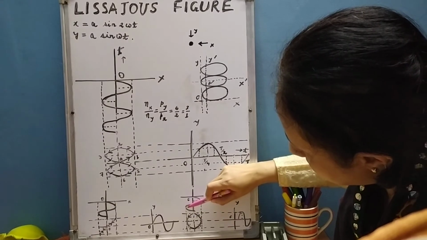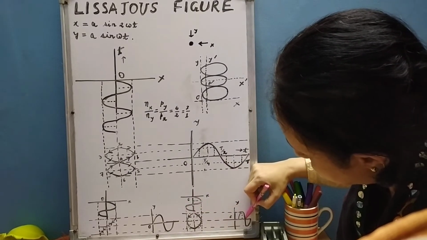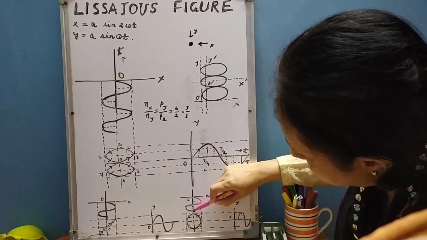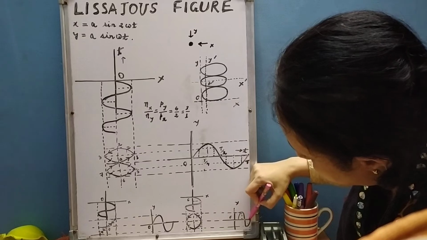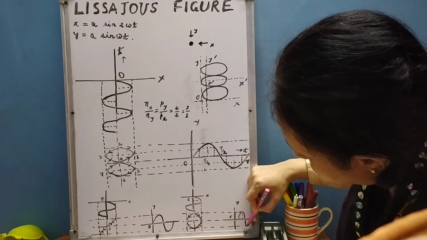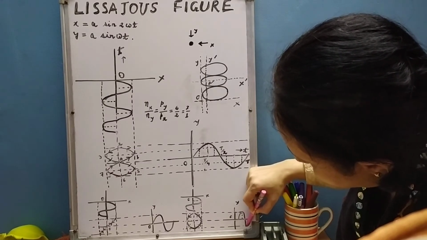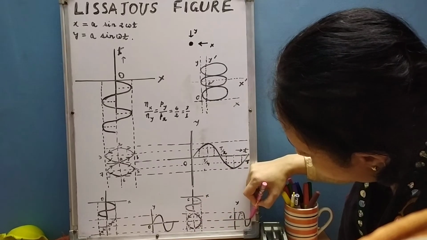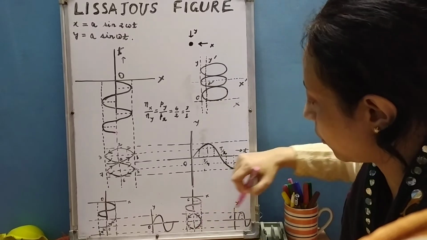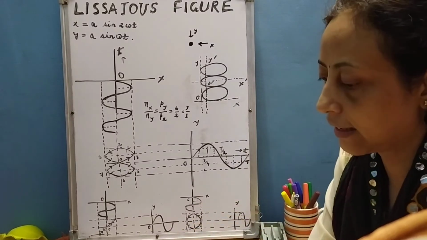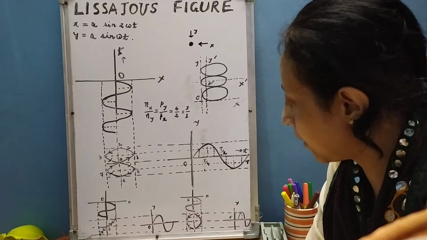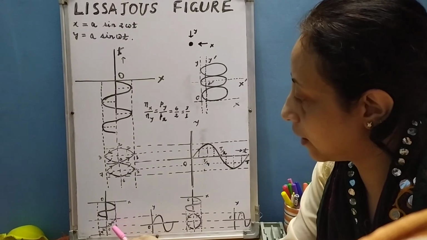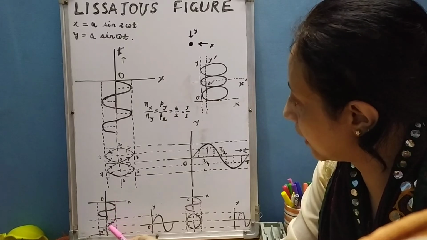Again, for the next point, the corresponding point here is this one. So they will meet at this point. Then the next point here is this point, right? So they will meet at this point. And when it completes one cycle, it will again come back to this point. Okay? So this way it completes one circular trajectory. That means the Lissajous figure is in the form of a circle. Here the Lissajous figure is in the form of a straight line.